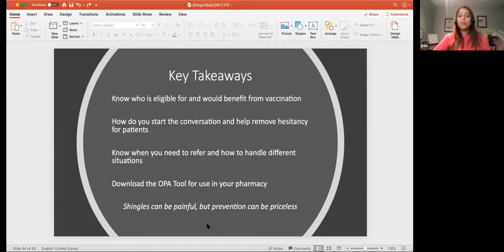But really, I'm hoping some takeaways that you took from this is know who's eligible for the vaccine, understand how to approach patients on recommending the vaccine to remove that hesitancy, know how to handle different patients. Some are those of paths of least resistance. Some of those will really have a lot of misinformation and myths to debunk, as well as recognizing how to download the tool from the OPA pharmacy, as well as that will be sent to you, I believe, by Ruth in some form or manner. And just saying that shingles can be painful, but prevention can be priceless. And that's something we really want to emphasize to our patients.